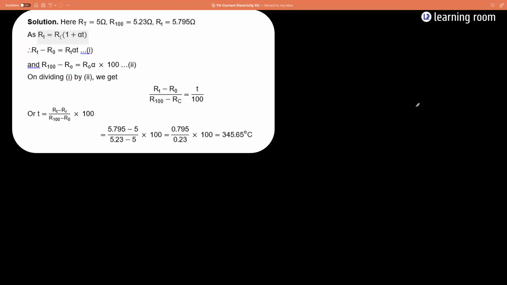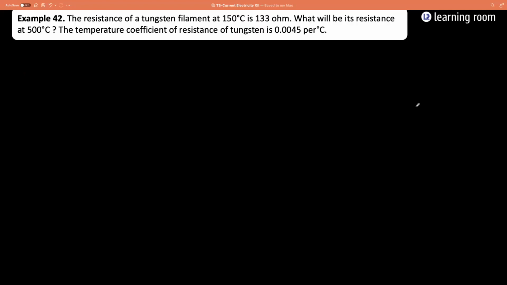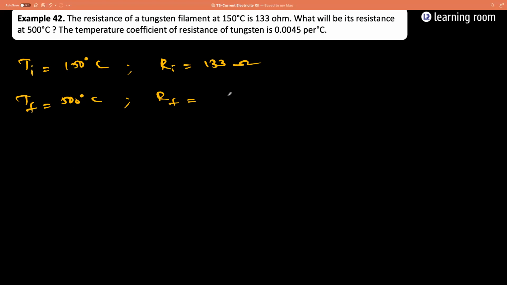So the next one, the answer is 345.65 degrees Celsius. Can you try this? So T initial is 150 degrees Celsius. R initial is 133 ohm. T final is 500 degrees Celsius. R final is how much?